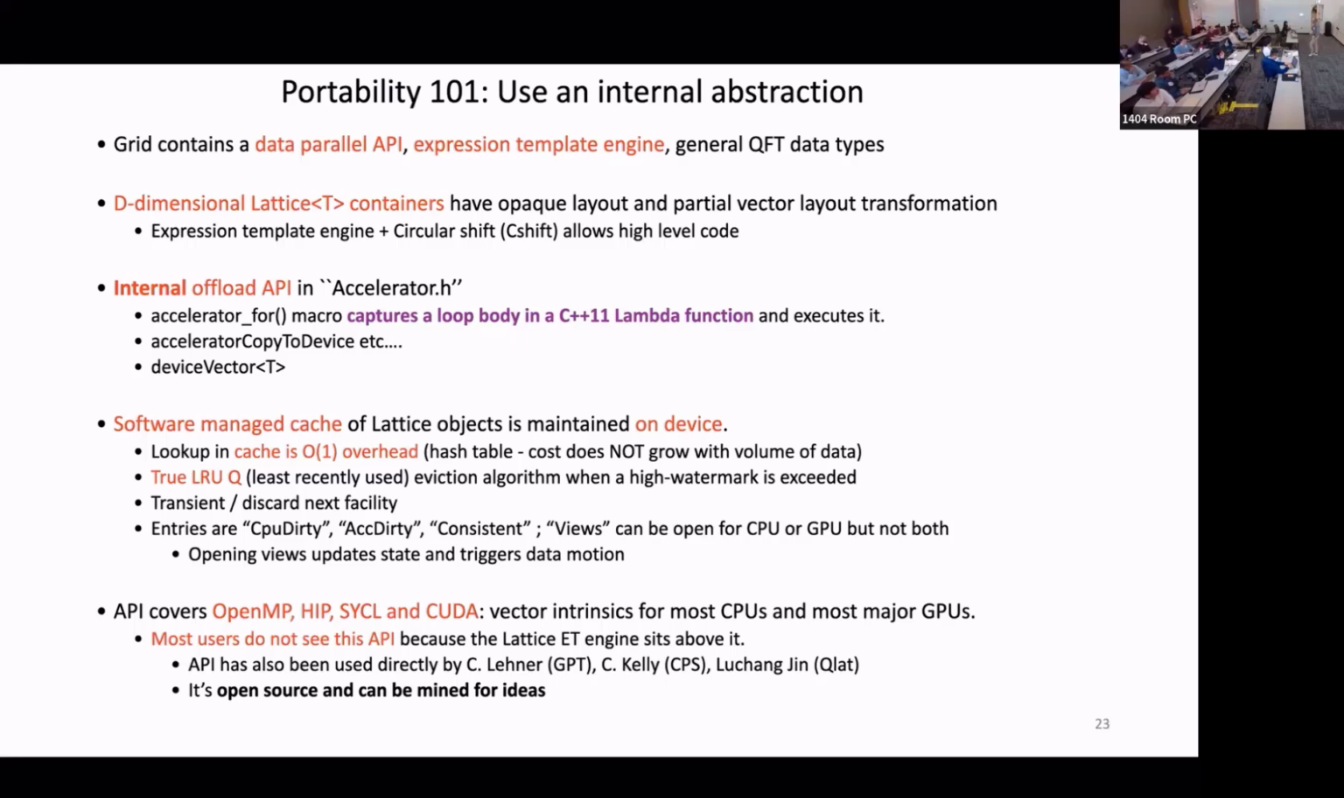The API has been used already by Christoph, Chris Kelly. Liu Chang used it. Actually, I think he took a copy of it, modified it, and so on, right? So this is open source. As long as you keep GPL and you're happy with that, you can use it. So it's been used and taken in various forms. If you want a compressed 200 or 300 lines of code of how to use GPUs and use them effectively, look at it.